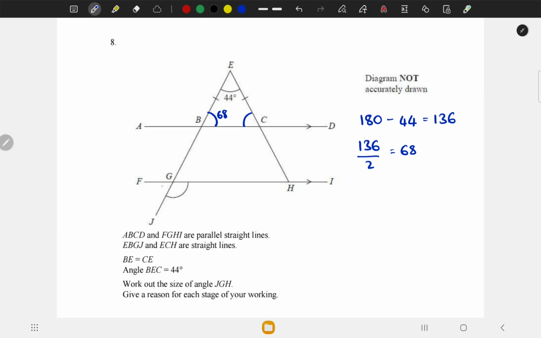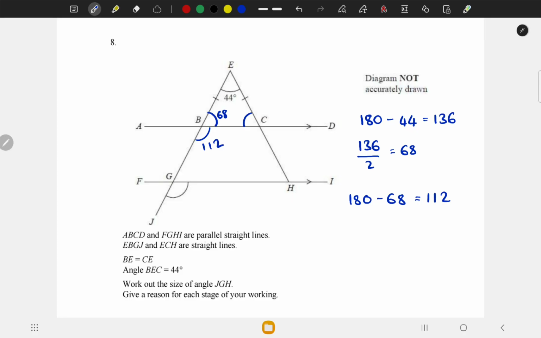Well, I know that EBGJ is a straight line, and we know that angles on a straight line add up to 180, which means these need to add up to 180. From the 180, we've already been given the 68 degrees, so I need to subtract 68 from 180 to find what this particular angle over here is going to be. When I do that, I'm going to get 112.